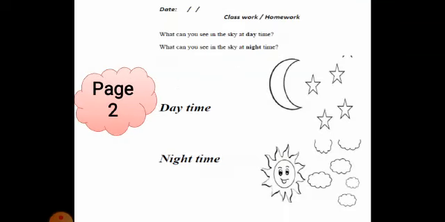On the next page, we have two verbal questions at the top. Let's try to solve them. What can you see in the sky at daytime? As we said, at daytime we see sun and clouds. Second one, what can you see in the sky at nighttime? At nighttime we see moon and stars.